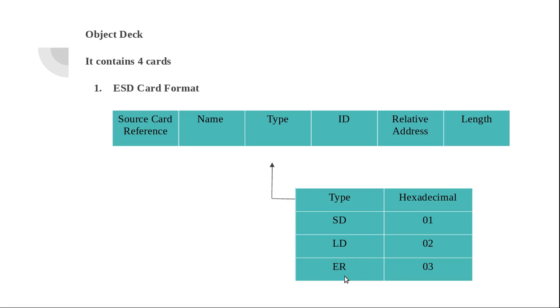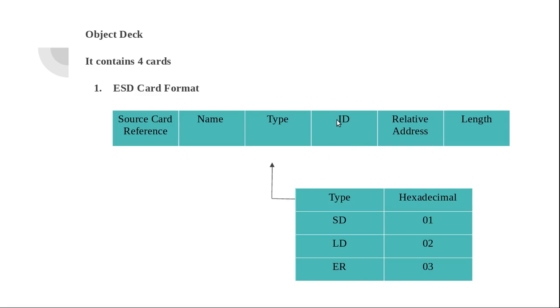Then the next type is ER, that is external reference type symbol. It is a symbol declared with the pseudo opcode extern, which means the symbol's definition will not be found in the present program. It will be in some other program, but the symbol is going to be referenced or used by the present program. Those kinds of symbols have type ER. The corresponding hexadecimal values for representing these types are 01 for SD, 02 for LD, 03 for ER.